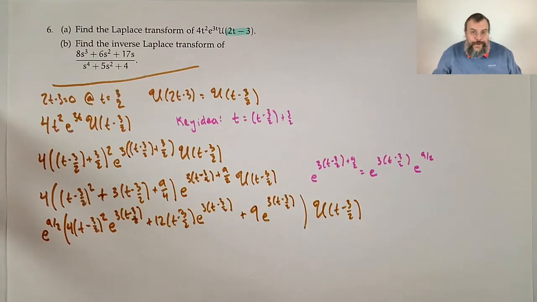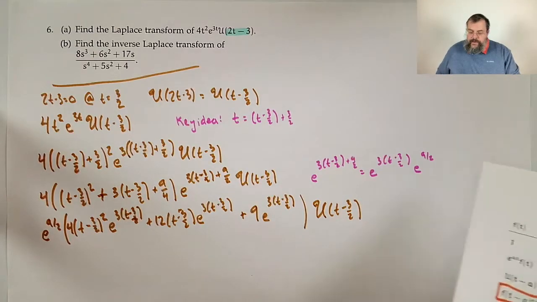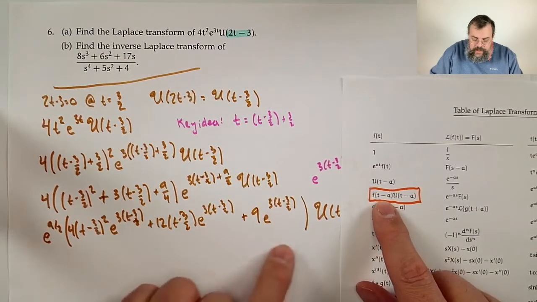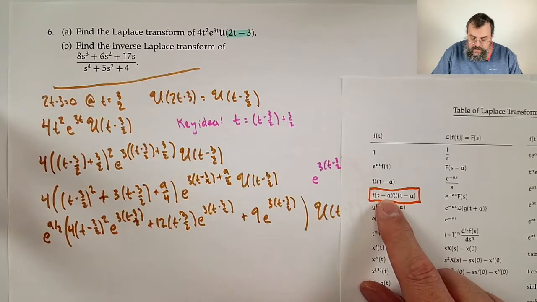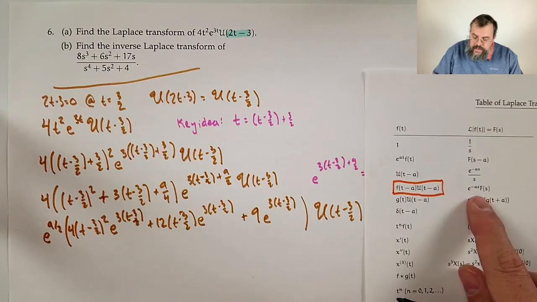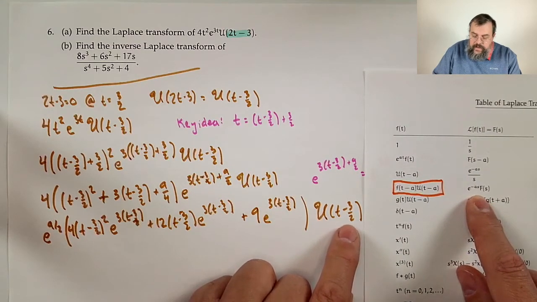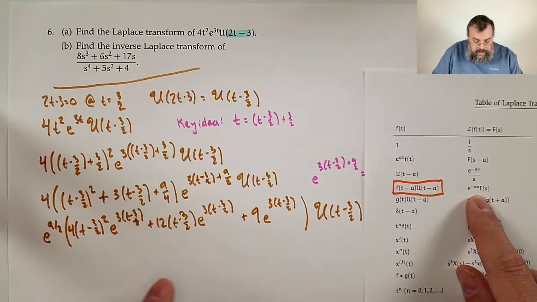Okay, we've done our pre-processing. And the good news is that's the hard part. Now, of course, that doesn't mean it's the only part, but it's an important part. Now, we go through and we talk about each piece, what's happening here. Well, so the big thing is we've rewritten this part in terms of t minus a. So it's all t minus 3/2. Now, that says we're going to have an e to the minus as. So that says there's going to be an e to the minus 3/2 s. So we're not going to forget that.